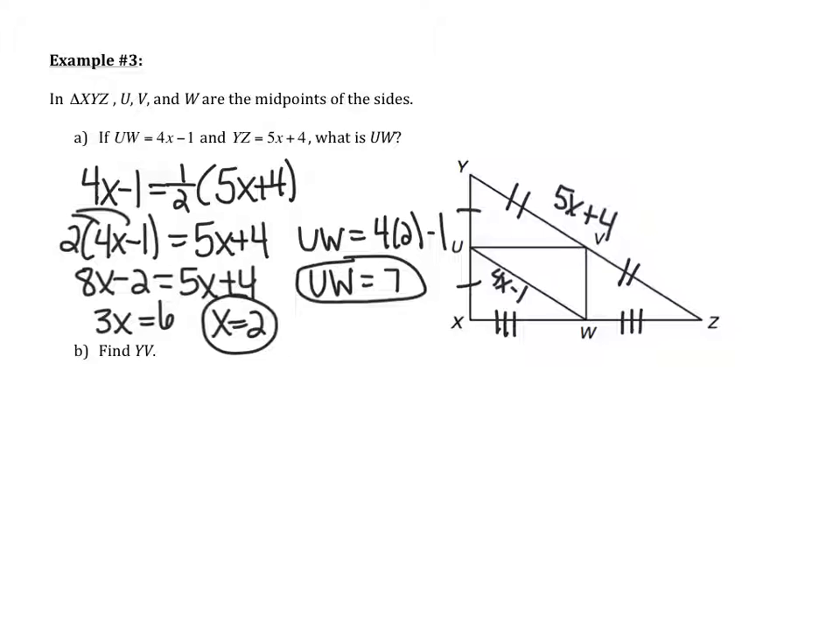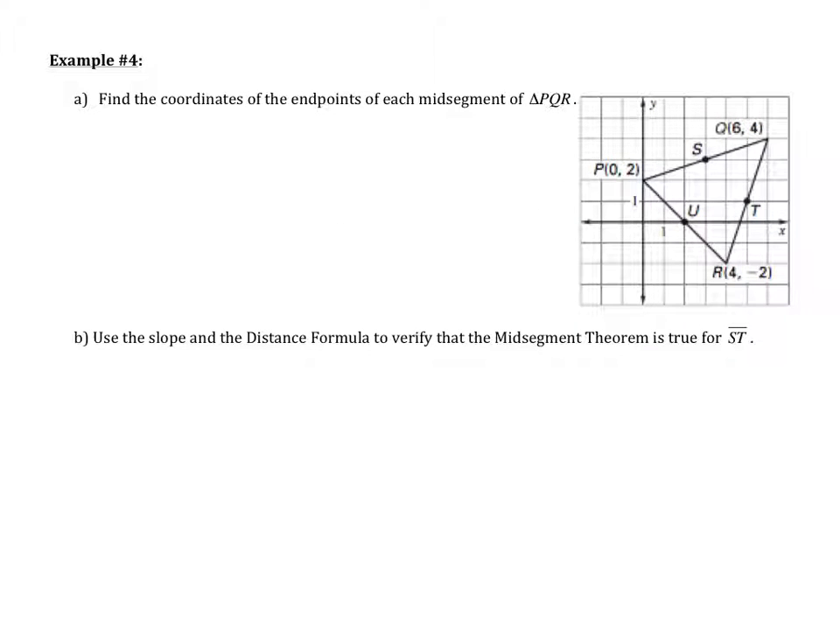Part B wants us to find the length of YV. YV is this length right here. If we know that the length of the mid-segment is 7, and I know that the total length over here is twice the length of the mid-segment, that means that half of it, YV, would also be 7. So again, YV would also be 7 units long. If it asked for the length of YZ, the big segment here, then I just would have doubled this answer and get 14. But since it's only asking for half of it, it's only 7, equivalent to the length of the mid-segment UW.